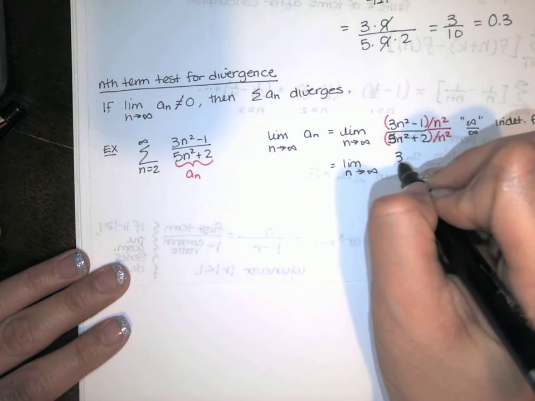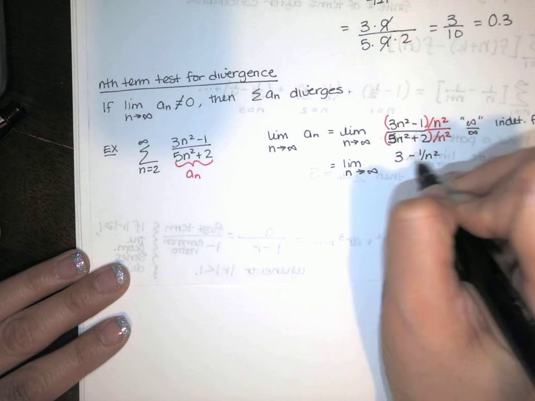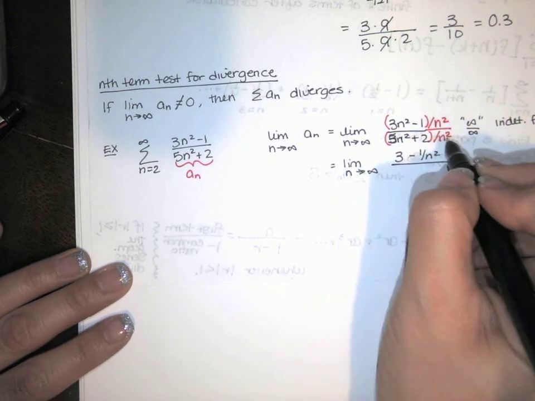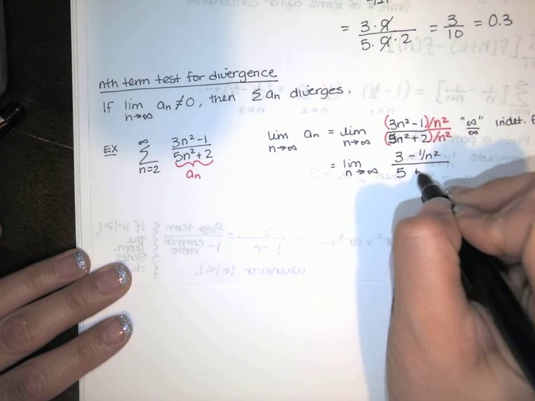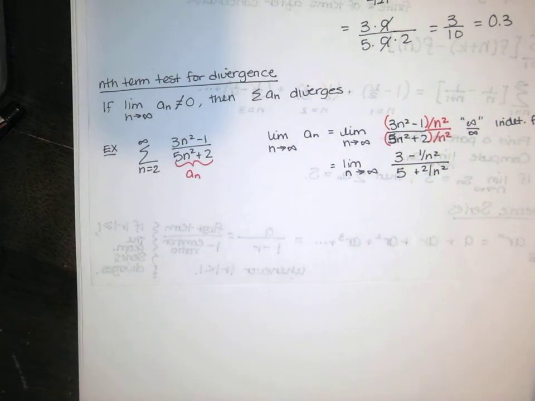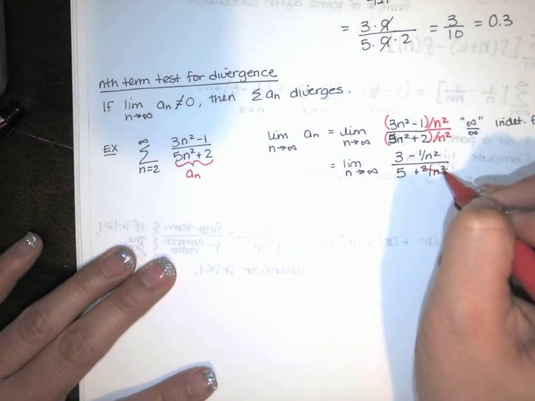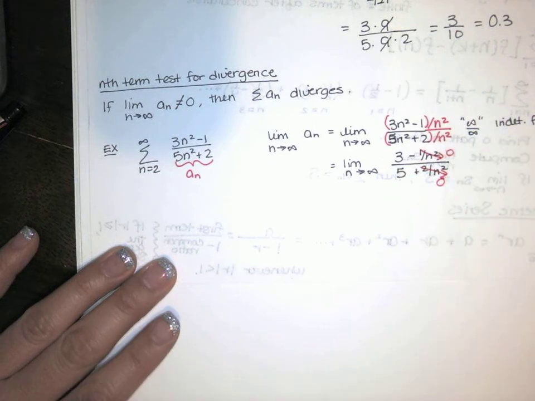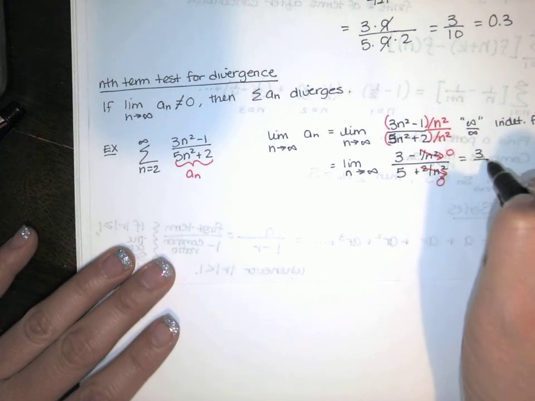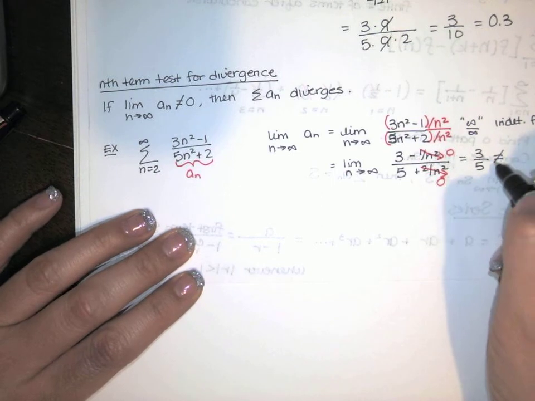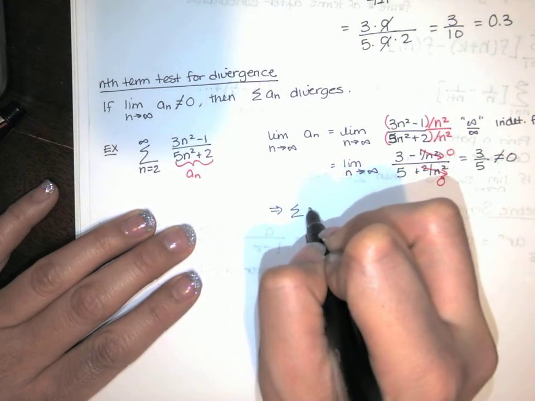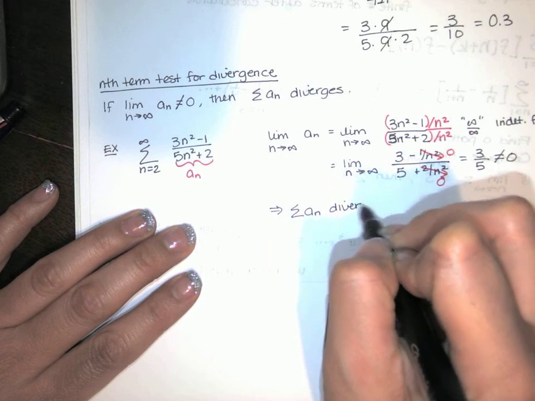3n squared over n squared is a 3. Then we're subtracting 1 over n squared. 5n squared over n squared is a 5. And then we're adding 2 over n squared. And now I don't have the infinity over infinity problem anymore. Now I've got a constant plus this, and as n goes to infinity, this is 2 over a very large number squared. Very large number squared is still large. 2 over a large number is a very small number. So that goes to 0, and that goes to 0, and we get 3/5. Since that limit is not 0, the corresponding series diverges by the nth term test.